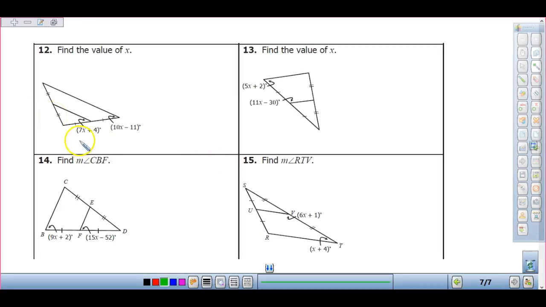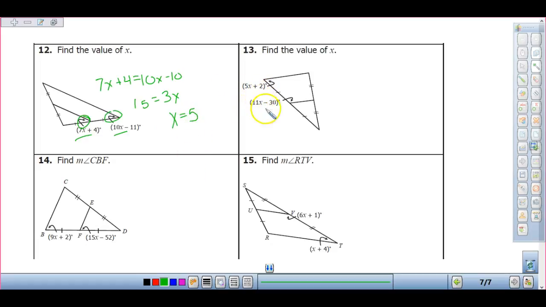And then the last part, you've got to know your angles. Okay, if they are in separate spots, so here and here, corresponding angles are equal to each other. 7x plus 4 equals 10x minus 10. So in this case, you've got 15 equals 3x, and x is going to give you 5.